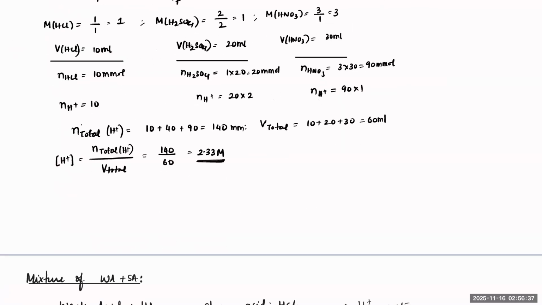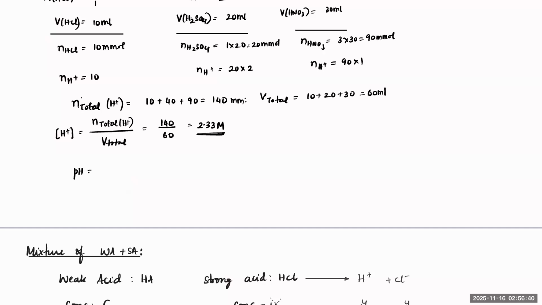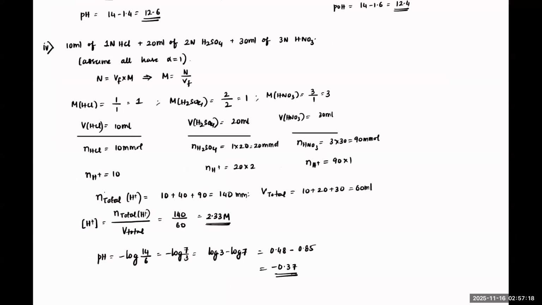Okay. Or if you want to calculate the pH, that will be equal to minus log of H plus ion, which is 14 by 6, minus log of 7 by 3. So which is equal to log of 3 minus log of 7. Log of 3 value is 0.48 minus log of 7 value is 0.85. So which is minus 0.37. So that is the pH value. Please note it, everybody.